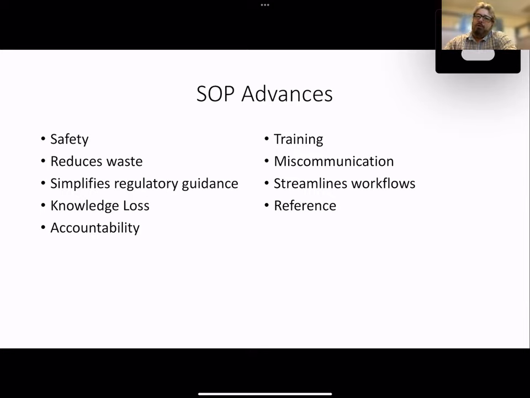SOPs will also streamline your workflows when you're working with them. So who does what and where? This is particularly helpful when you're working with workflows that are actually data dependent in the systems. The accountability, I can never stress this one enough. Who is responsible for what? And in any organization, we all know it's always the other guy's fault.